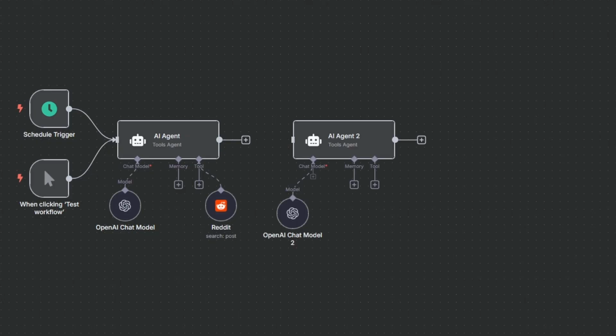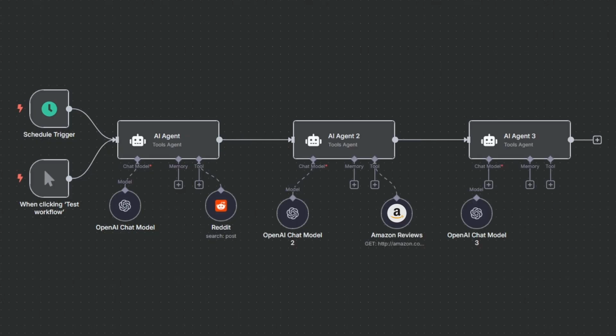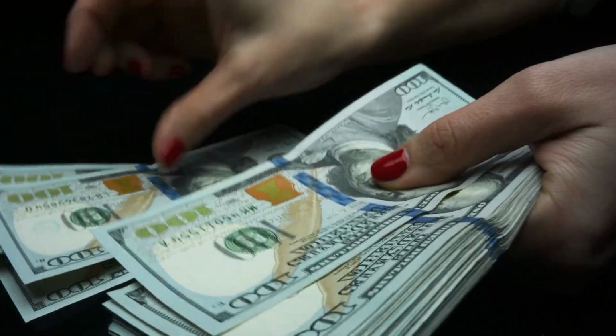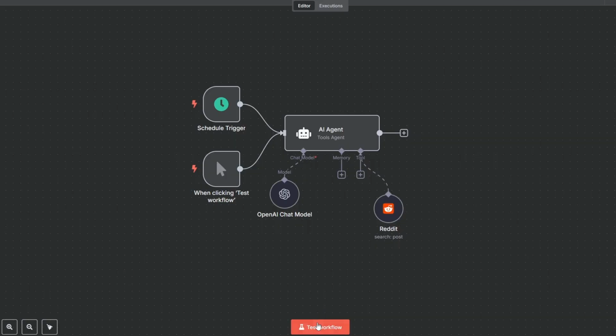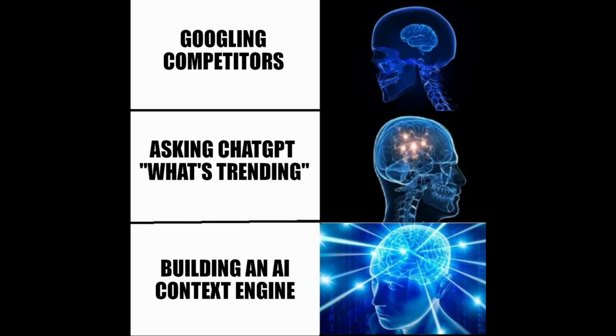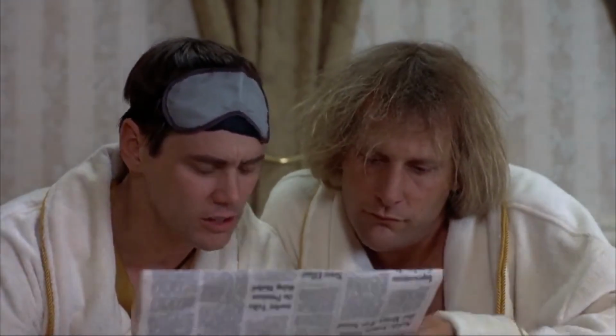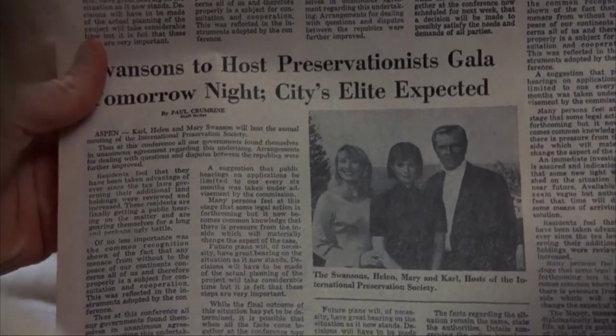But you're not limited to just one data source. You could chain multiple agents together, one for Reddit, another for Amazon reviews, a third for your customer support tickets. You don't need any expensive subscriptions or coding skills to get these results. And I'll show you exactly how I built this using n8n in under 15 minutes. Build this once and you'll have a real data advantage over every competitor who's still doing research the old way.